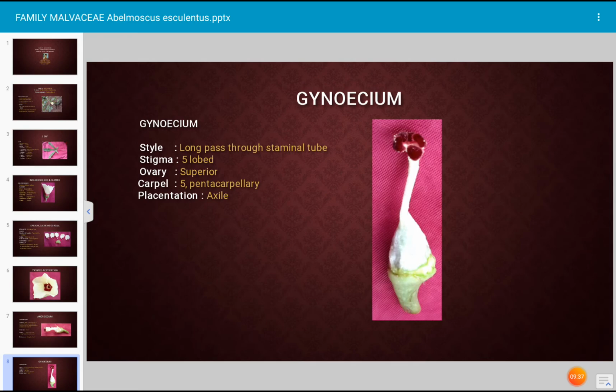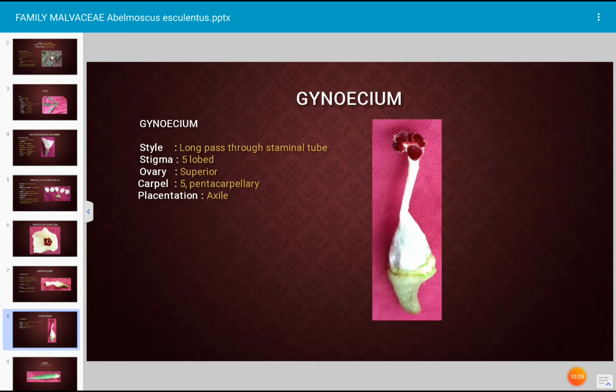There are 5 carpels in Abelmoschus esculentus in this variety which we have selected for dissection purposes. But in several varieties of Abelmoschus esculentus, the carpels are 6, 7, 8 or 10. We call it Gauran Bhendi. We have seen more than 8 carpels and more than 8 locules also. Okay, and here in this photograph we are showing 5 carpels, and it is a pentacarpellary ovary. Carpels are 5, pentacarpellary ovary.